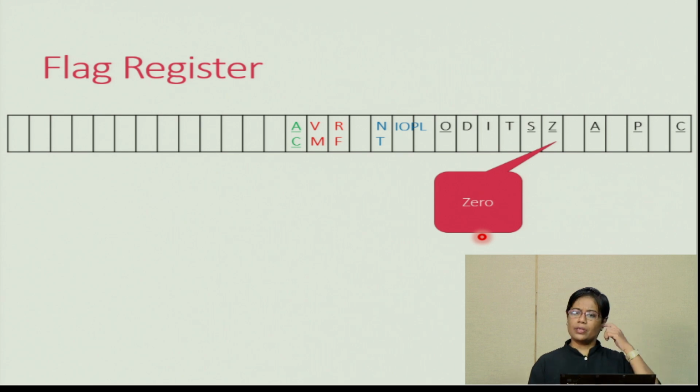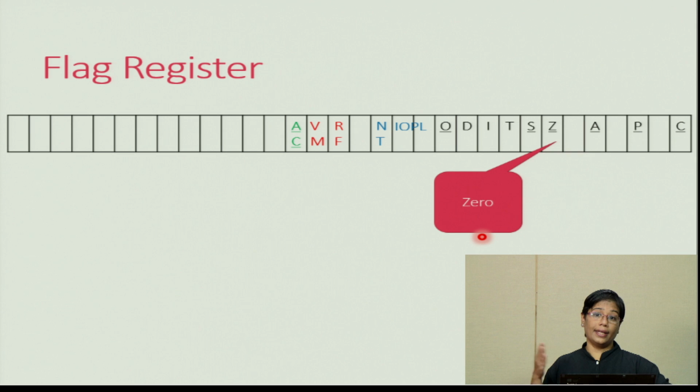When you're adding numbers, when you're subtracting numbers, you're doing logical operations, you can get a 0 result. So whenever you get a 0 result, the zero flag is going to be set. It's used for all arithmetic operations, all logic operations. If you have a non-zero result, this flag continues to remain 0 or it remains in the reset condition.